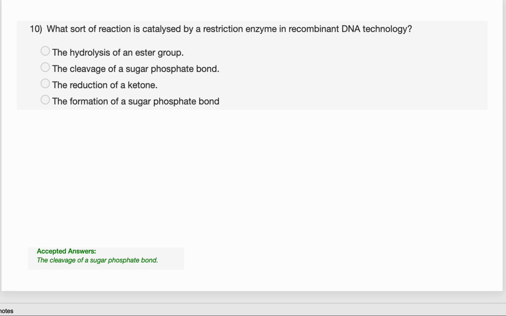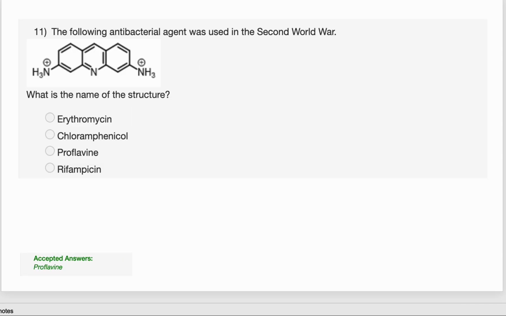They are very important tools. They recognize particular base pairs, identify the sequences, and cut from there. They also cut this sugar phosphate bond. So the correct answer is the cleavage of sugar phosphate bonds. Now, sir has discussed this quite thoroughly in his lessons.